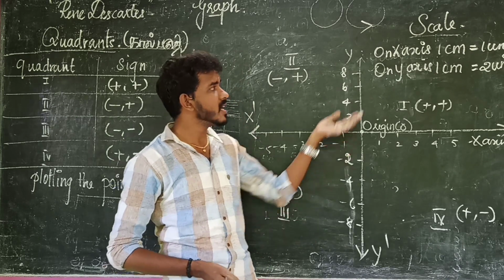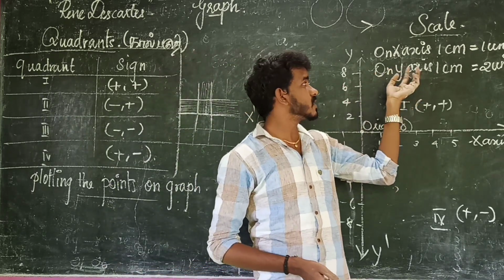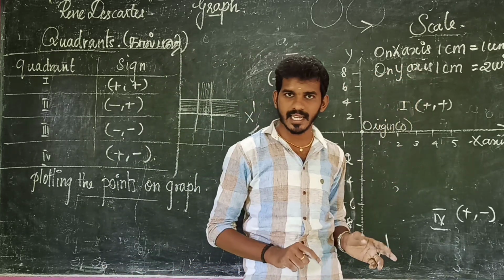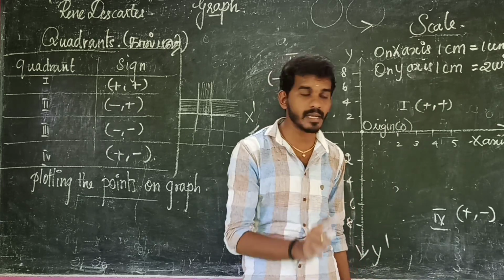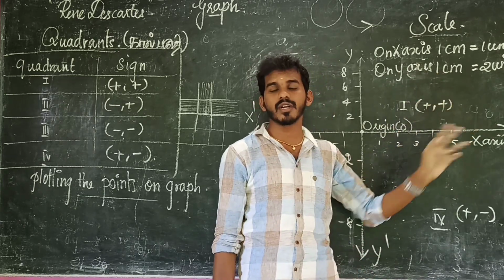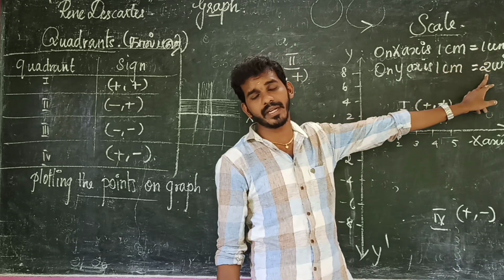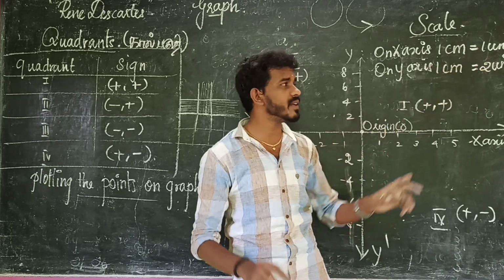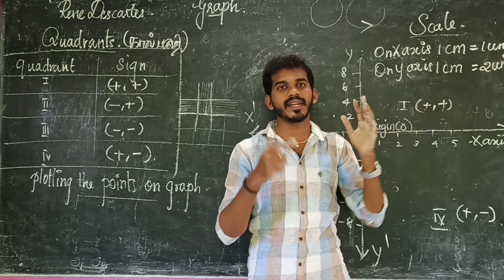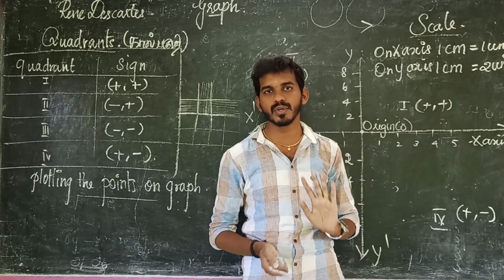Next, we saw about the graph scale. How do we write the scale? On the x-axis, each square box is 1 cm. So 1 cm is equal to 1 unit. How do we write 1 unit and 2 units? If you are taking 1 table, we can write 1 unit. If you are taking 2 table, we can write 2 units, that's all.